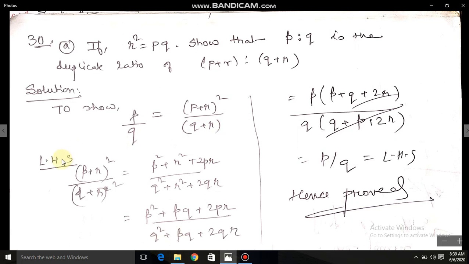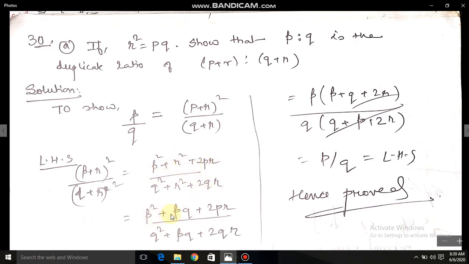So let us take the, sorry, this will be the right hand side. Okay, right hand side you take p plus r whole square by q plus r whole square, that is equal to p square plus r square plus 2pr by q square plus r square plus 2qr, that is a plus b whole square. I have just used the formula.